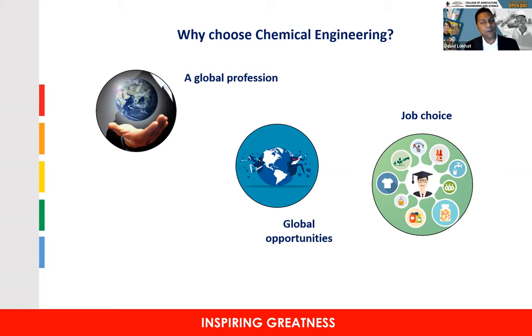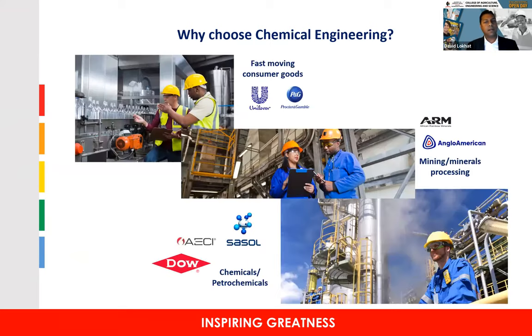The job choice is really enormous, right? And this comes from two things. Firstly, the number of different companies that you can actually be deployed in. But secondly, because of that systems thinking that I spoke about before, which is a key skill that chemical engineers have, you can be deployed in many different roles and functions within that same company. So that's a key thing as well. So chemical engineers can be deployed in the conventional industries, such as fast-moving consumer goods, mining, minerals processing, chemicals, petrochemicals. This is not an exhaustive list, so there's many more that can feature here.